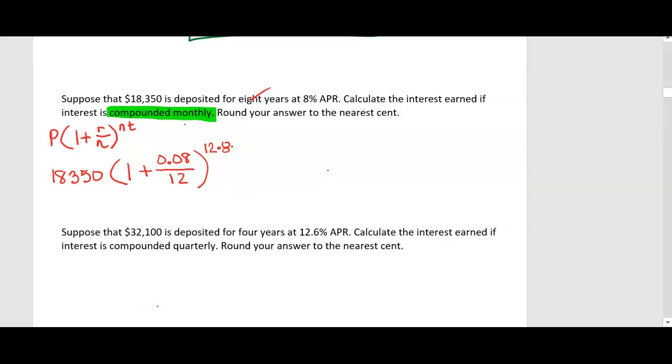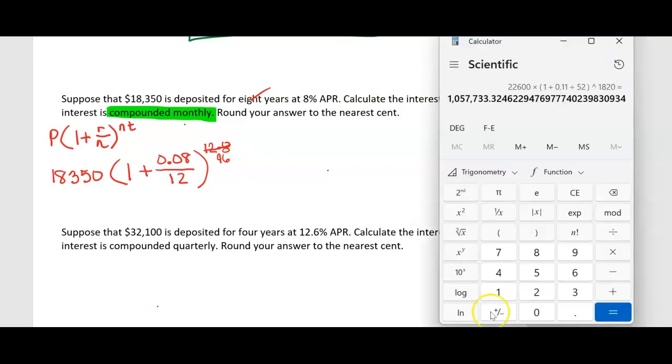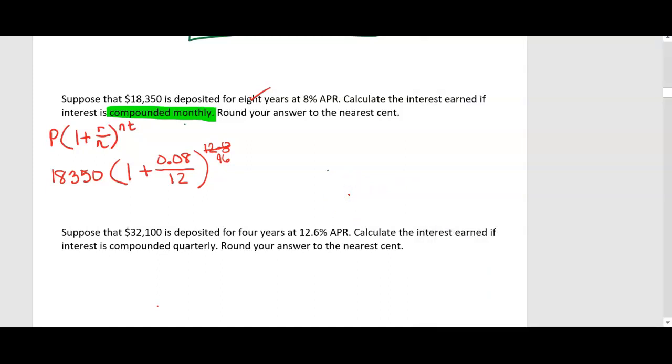So again, the first thing I want to do is go ahead and work out that exponent. If you use your calculator, 12 times 8 is 96. So this will be to the 96th power. Now let's pull up our calculator and type that in. 18,350 parentheses 1 plus 0.08 divided by 12, close the parentheses, XY button, 96th power. And we've got to make sure that we round appropriately here. If we're looking at our cents, 9 tells 8 to bump up. So we're going to have 59 cents. So $34,726.59.